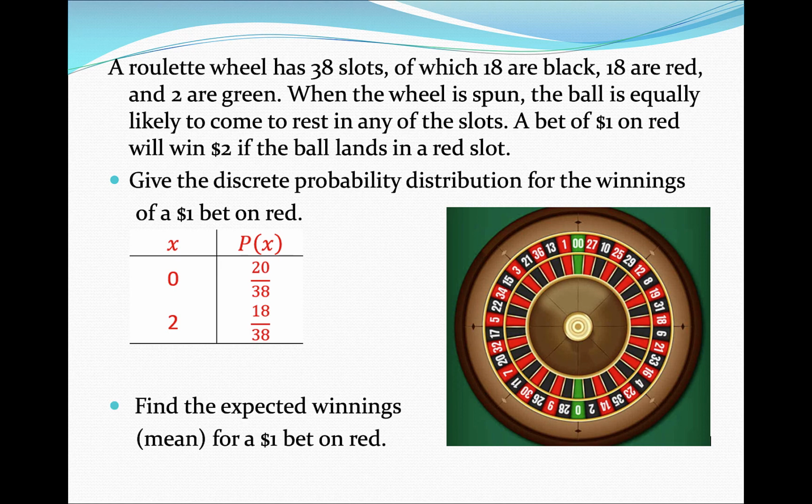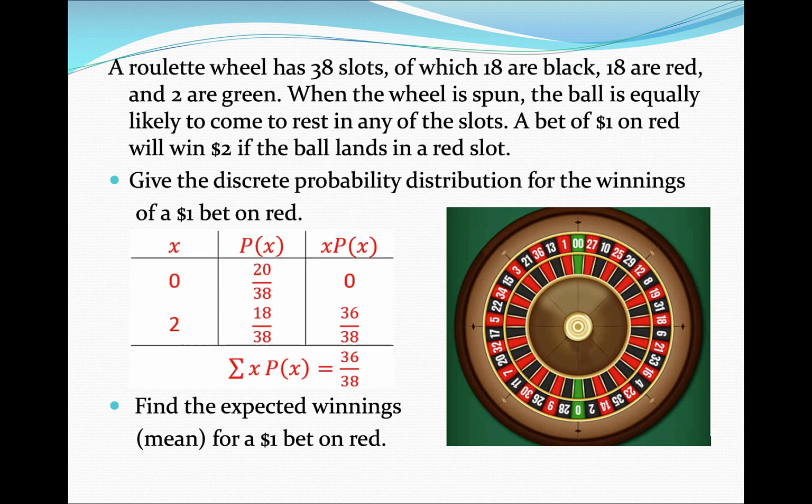So now once we have the probability distribution, then we can start to think about the mean and our winnings. In order to calculate the mean, or the expected value, the expected winnings for a $1 bet, I need to do the same thing as what I did in the last example. I create another column that's x times p of x, and the way I do that is I just multiply across. I get 0 times 20 over 38, that gives me 0. 2 times 18 over 38 gives me 36 over 38.